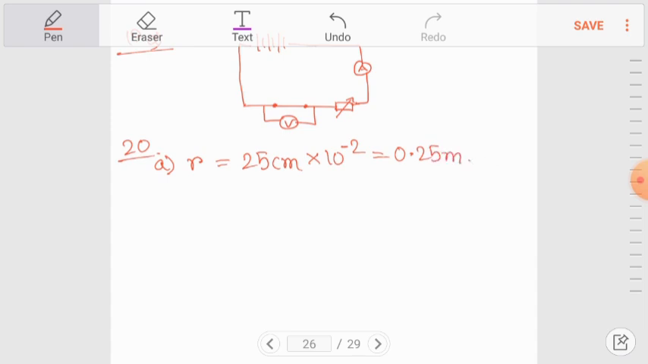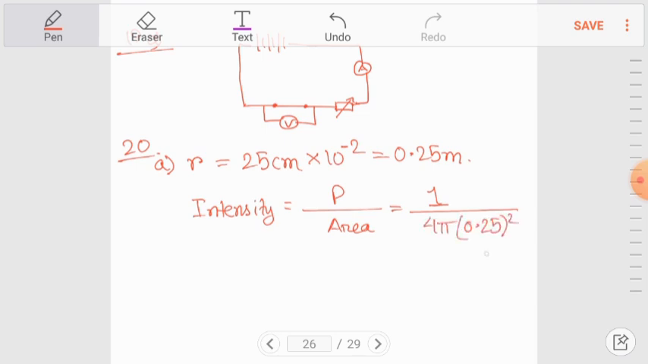And now we need to find the intensity for this part. Intensity, we can find it by using the equation intensity equals power over area. The specific smart meter has a power of 1 watt, so the power is 1, and the area is 4 pi r squared. Pi into 0.25 squared, and if you calculate it, you get a value of 1.27 watt per meter squared.